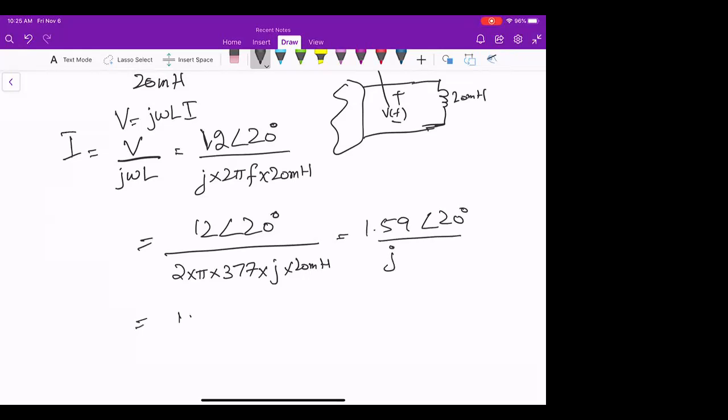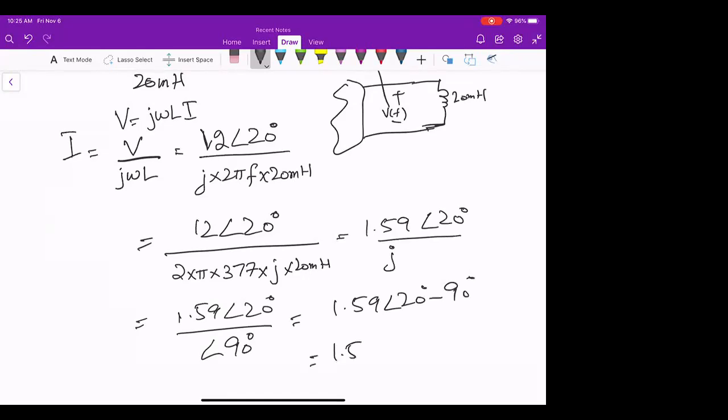And I know that j is actually angle 90 degrees, okay? So I can just write it as 1.59 angle 20 degrees minus 90 degrees. This will be 1.59 angle minus 70 degrees.